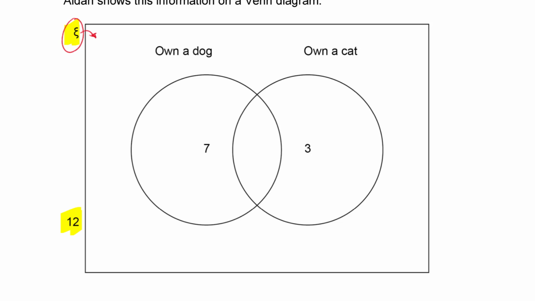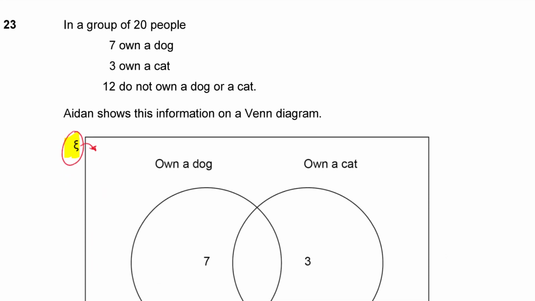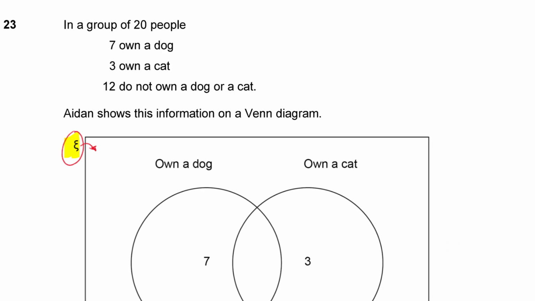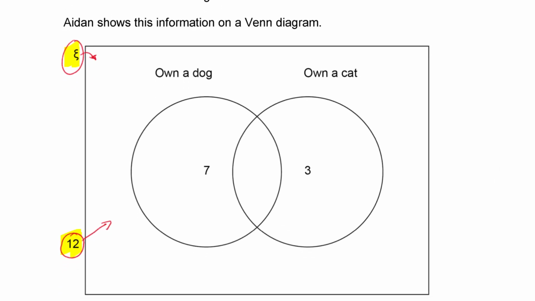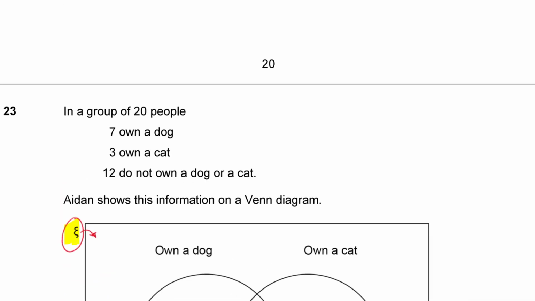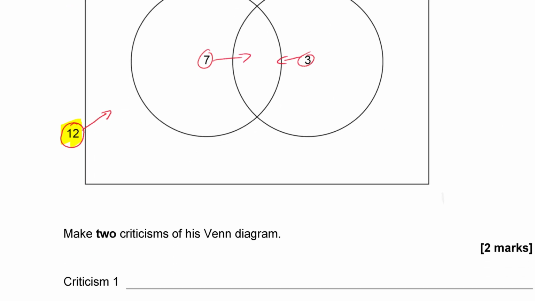So similarly, this 12 sitting on the outside here should also be on the inside. So that's another criticism. 7 own a dog, 3 own a cat, 12 do not own a dog or a cat. Okay. Well, another criticism is we don't know who owns a dog and a cat. That's a possibility as well. In fact, it has to be, because 12, 7 and 3 adds up to more than 20. So some of these are actually going to be in here as well. So there's lots of things wrong with this Venn diagram actually.